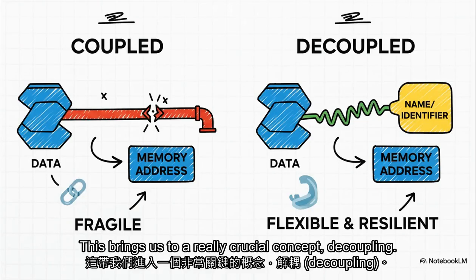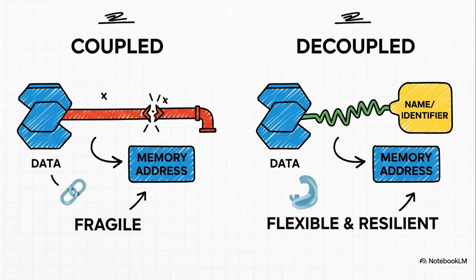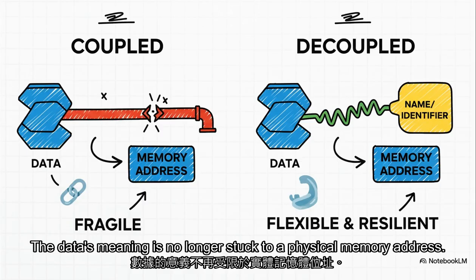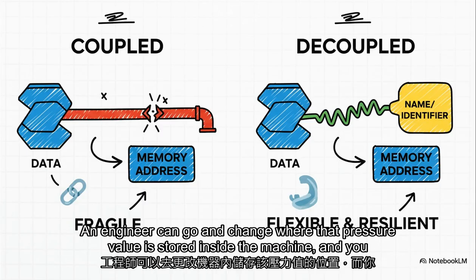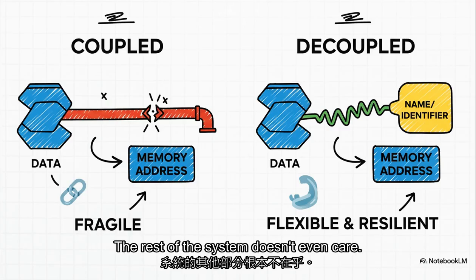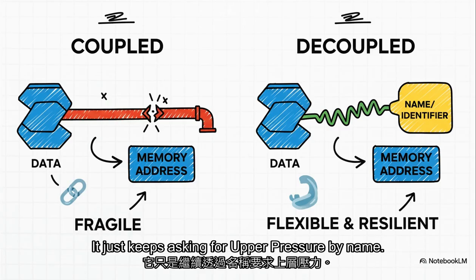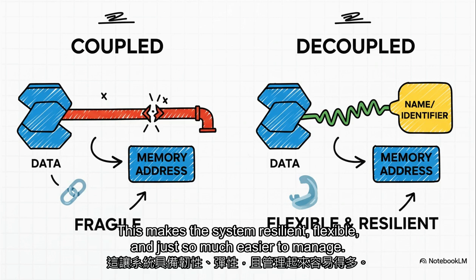This brings us to a really crucial concept, decoupling. The data's meaning is no longer stuck to a physical memory address. An engineer can go and change where that pressure value is stored inside the machine, and you know what? The rest of the system doesn't even care. It just keeps asking for upper pressure by name. This makes the system resilient, flexible, and just so much easier to manage.